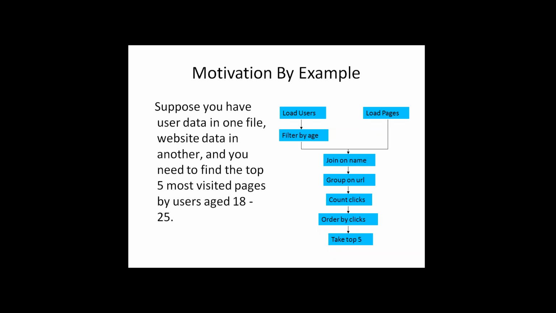So if I have to solve this problem involving two different data sets, I'll simply load one file, load another file, and filter it by age because I'm interested in only between 18 and 25. Join by name, group by URL, count your clicks, order the clicks, and take top five. This is how we'll solve the problem algorithmically.